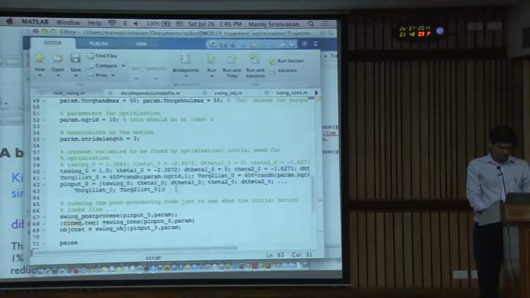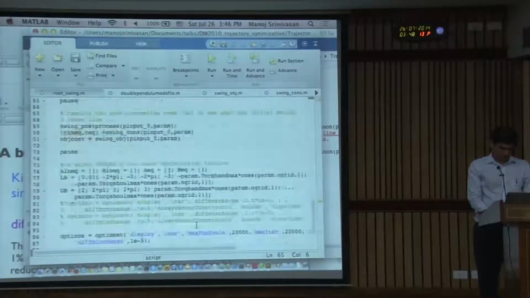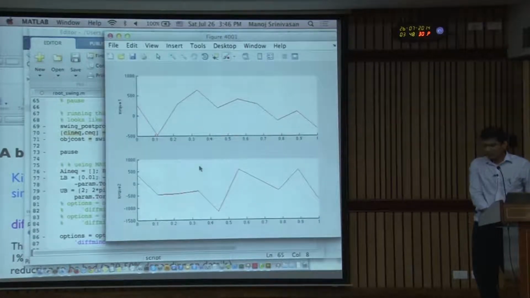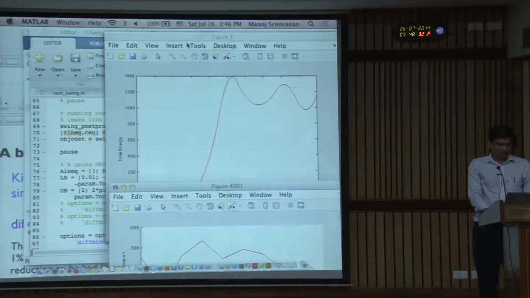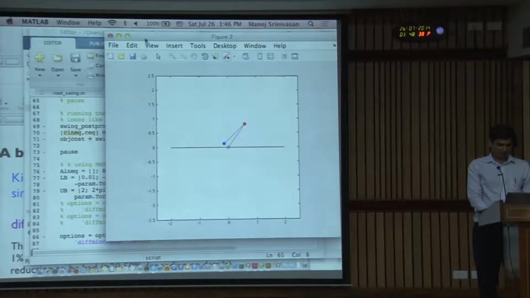And let me pause this here. I guess there's another pause here. Okay. So the initial guess for the optimal motion happened to be that, right? So it's very far away from what we would like it to be.